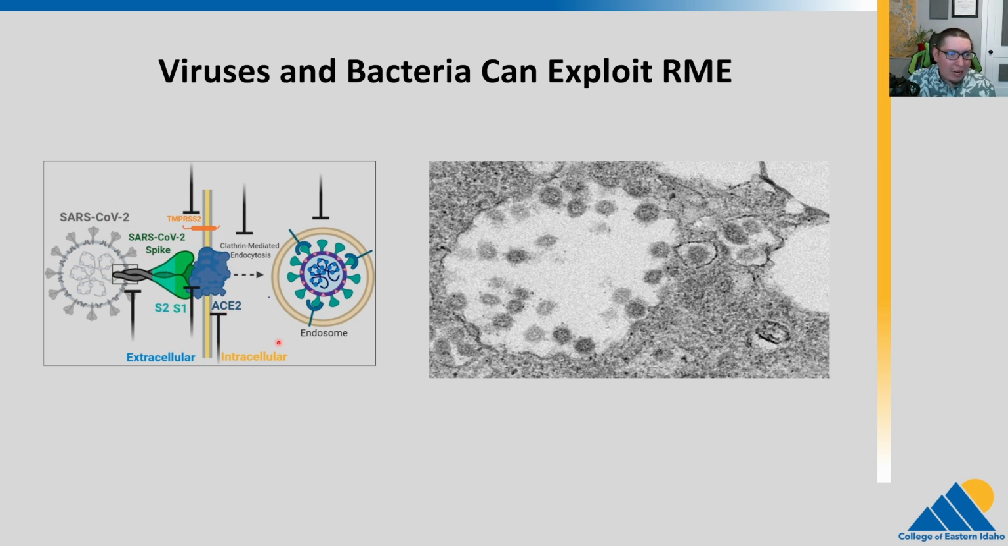So this ACE2 receptor, luckily, is not highly expressed in young children. That's why during the COVID-19 pandemic, we saw very few children dying from this disease. It tended to be older people with weaker immune systems.